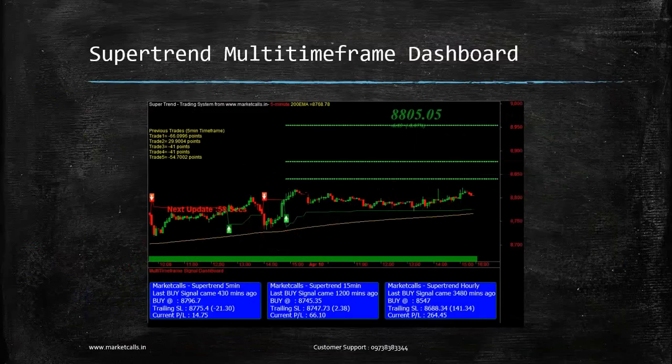So my viewers, if you are using a multi-time frame dashboard, don't. If you are looking into what's happening in the other time frame, it is fine. But if you are trading 5 minutes, do trade only 5 minutes. Don't look into the correlation of, I want to buy when the Supertrend on 5 minutes is giving a buy, 15 minutes is giving a buy, as well as hourly is giving a buy. Don't try to do that.